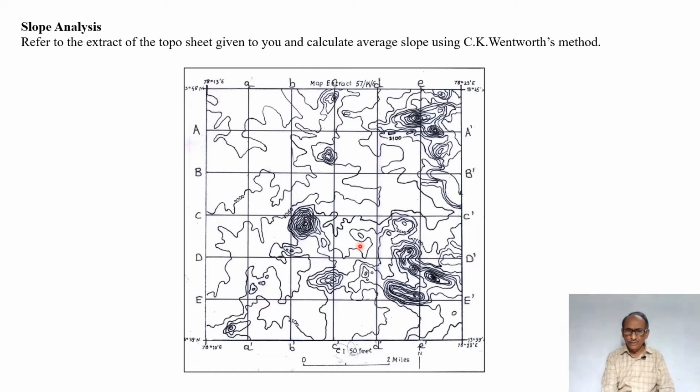Now, what we'll have to do is, when you go from A to A dash, note down how many contours cross this line. Similarly, for B to B dash, note down how many contour lines cross that line. After completing these east-west lines, you can go to the north-south lines, that is A to A dash, B to B dash, and so on. Then we will see how we can calculate slope with the help of these readings.